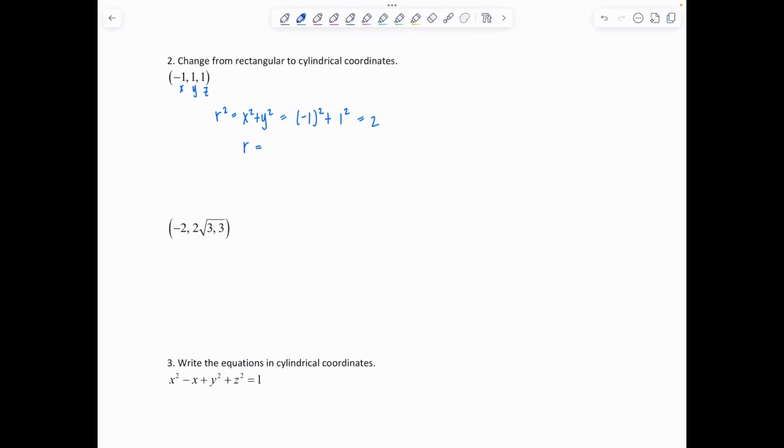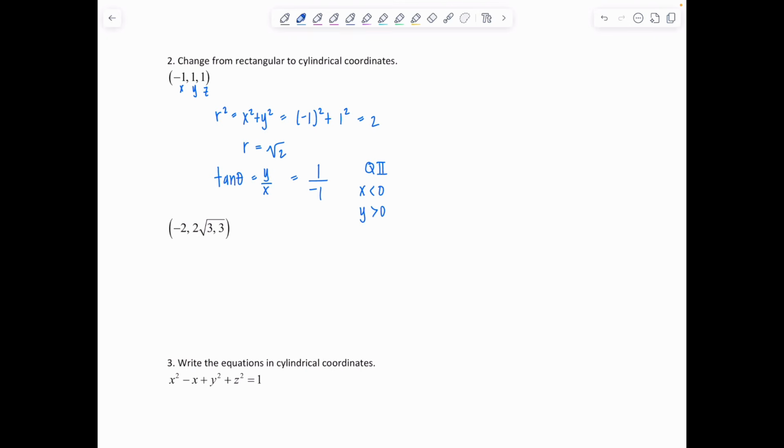So by convention, we always take r to be positive. So r is going to be rad 2. Then I need to figure out what theta is. So tangent of theta is y over x, which is going to be 1 over negative 1. So now you have to be a little careful and think to yourself, okay, when does tangent equal negative 1? But notice x has to be negative and y has to be positive. You can just think that you're in the xy plane. This would correspond to being in quadrant 2. Quadrant 2. Since x is negative and y is positive.